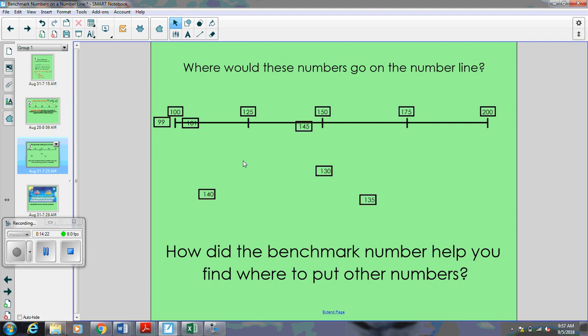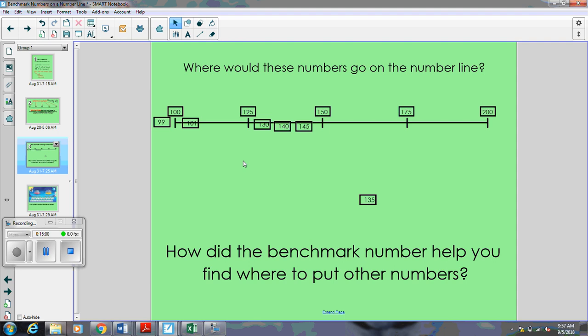It's going to go after 125, but it's definitely going to be closer to 125. It's not closer to 150, it's closer to that 125. What about 140? Where's 140 going to go? Lindley? In the middle of 125 and 150. Very good. Right in the middle.